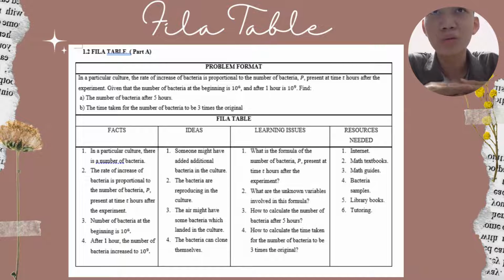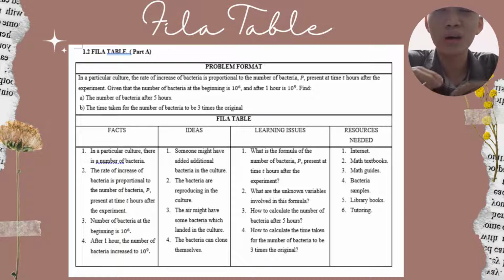So the ideas why the bacteria might increase: someone might have added additional bacteria in the culture, or the bacteria are reproducing in the culture, and perhaps the air might have some bacteria which landed in the culture. And fourth, the bacteria can clone themselves repeatedly, which increases their numbers. Then we are going to touch on the learning issues.